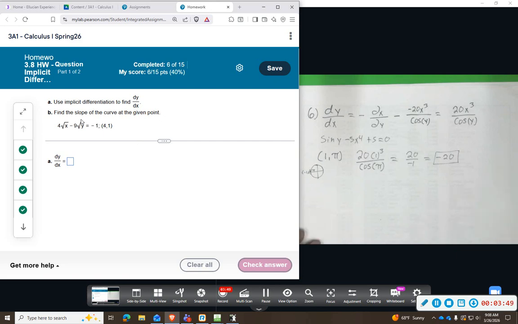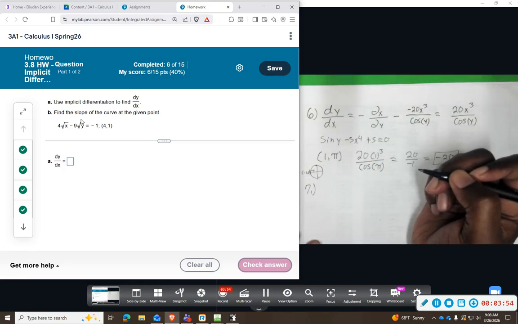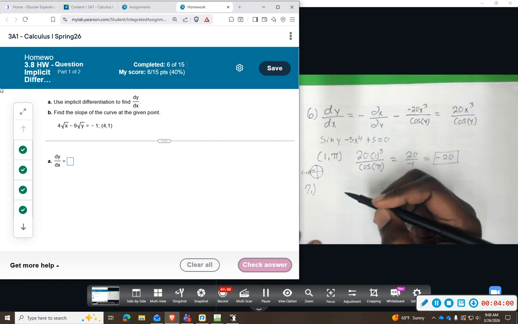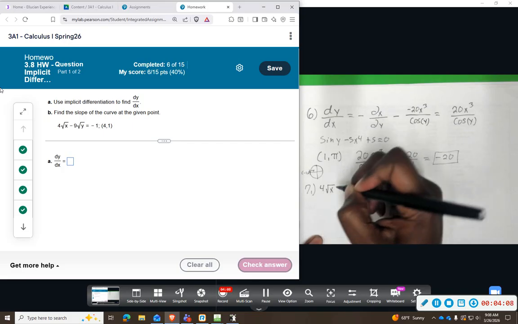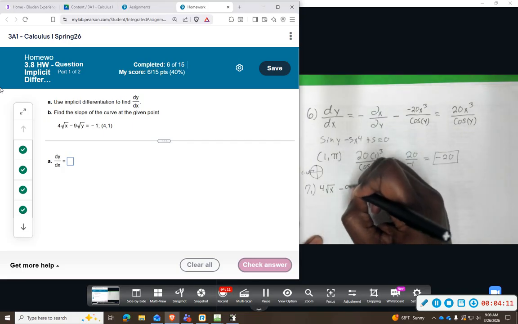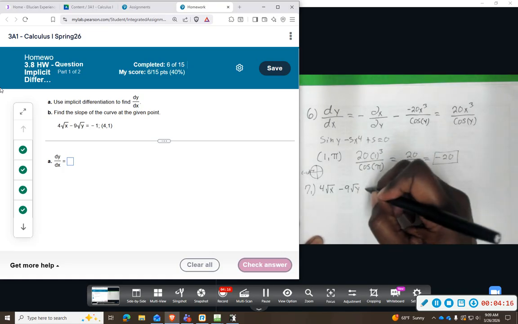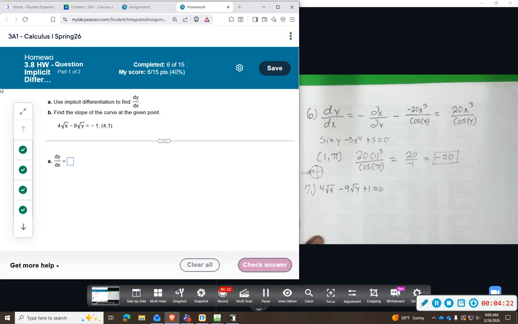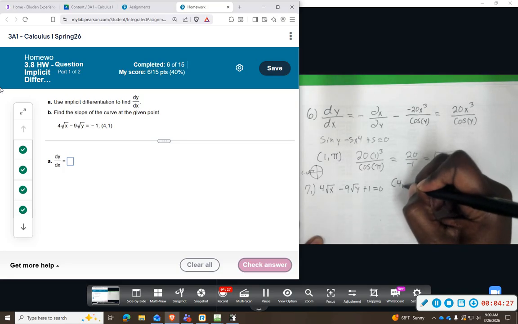Seven, same thing. We're going to find the derivative, and then we're going to find the slope at that given point. I'm going to start out setting this equal to 0. So we have 4 times the square root of x minus 9 times the square root of y, and then plus 1 equals 0. And we're going to be plugging in the ordered pair for 1.